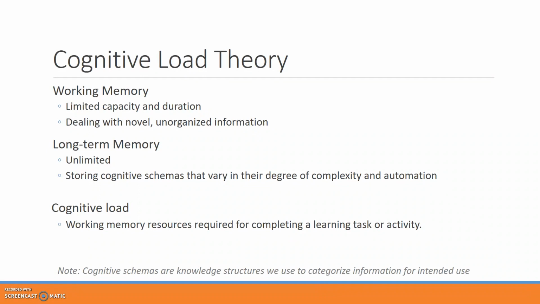First, working memory is our main processor of information with a very limited capacity and duration when dealing with novel, unorganized information. Second, effectively unlimited long-term memory that stores cognitive schemas that vary in their degree of complexity and automation. These two components of human cognitive architecture are closely interrelated with each other.